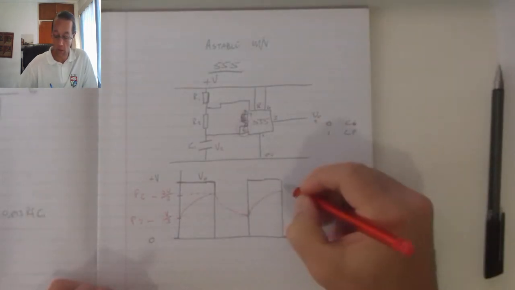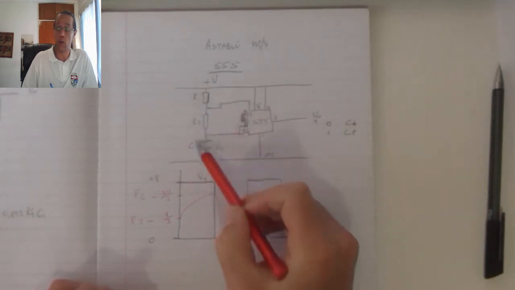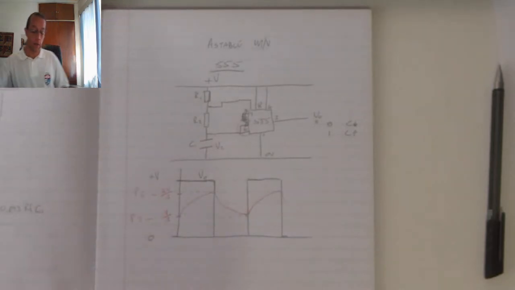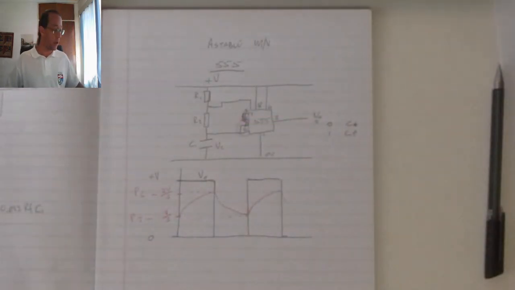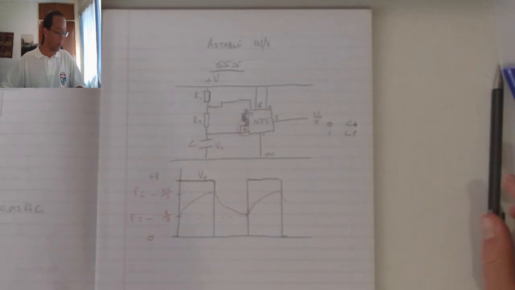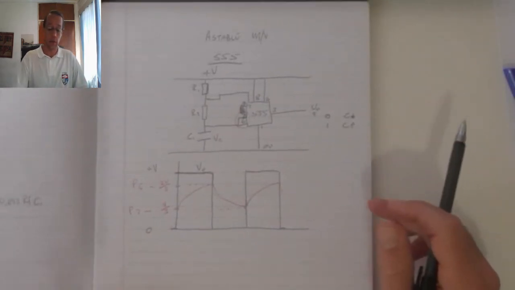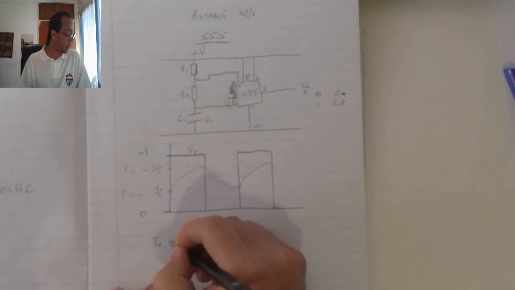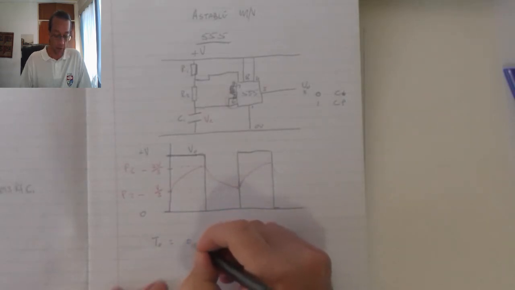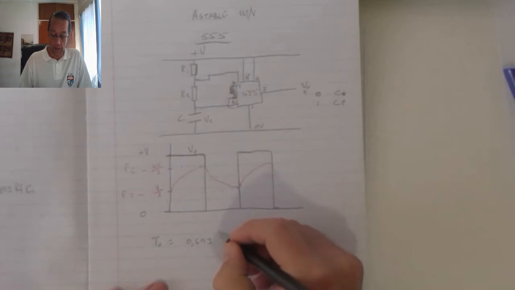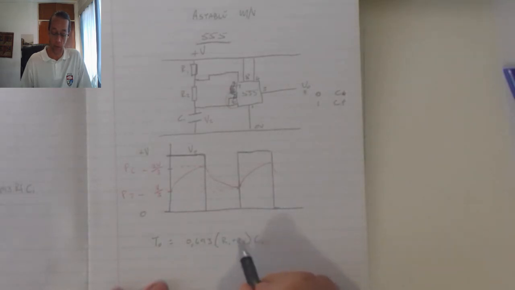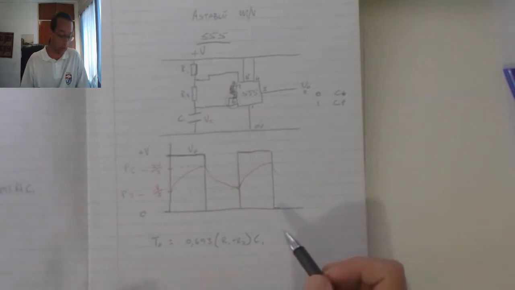It's very easy to remember this one because it has no contact or switching for the input. The entire process is controlled by the actual charging and discharging of the capacitor. Now if I want to calculate the time that this circuit is going to be on, the time is going to be equal to 0.693 multiplied by the sum of R1 plus R2 multiplied by C1, because the capacitor charges through both R1 and R2.